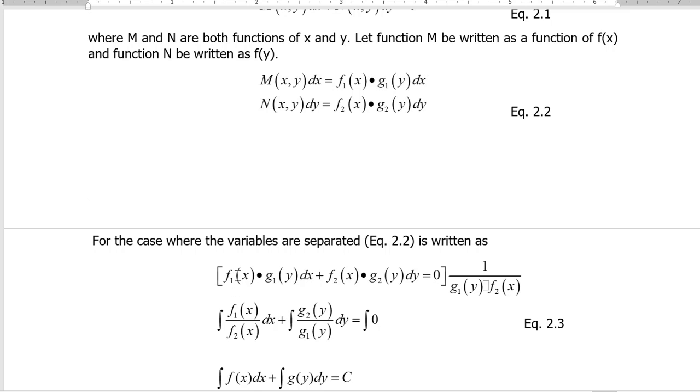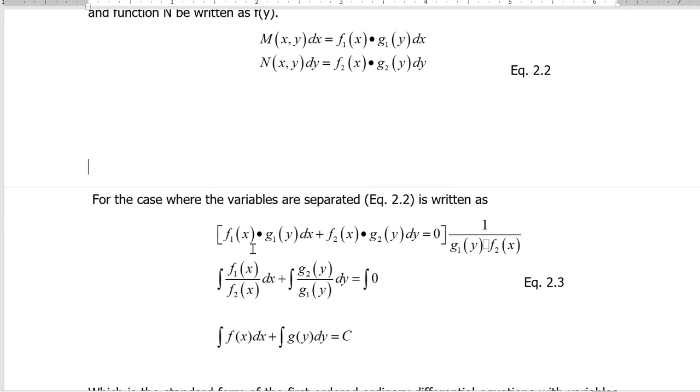Now, let's go to the first term. f1 is a function of x, g1 is a function of y, and then there is dx. So, we multiply by 1 over g1(y), because this is the first term with the extra y. Then in the second term, f2(x) is an x function, g2(y) is a y function, and dy is a y function. The extra factor here is x. So, we multiply the whole equation by 1 over g1(y) f2(x), which removes the extra factors.